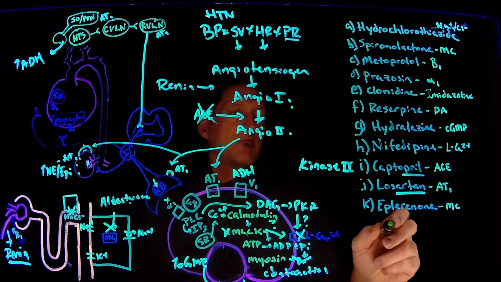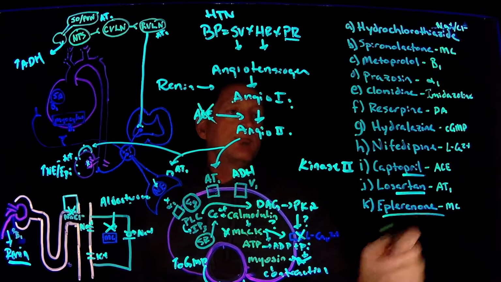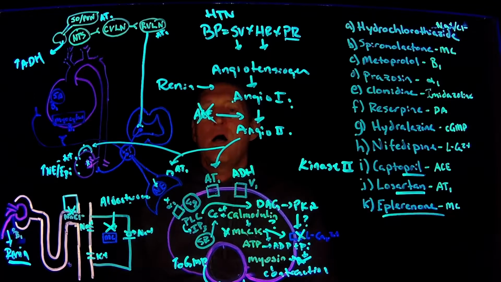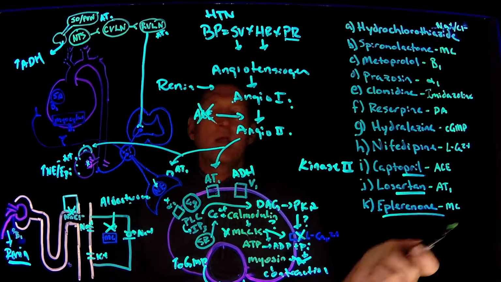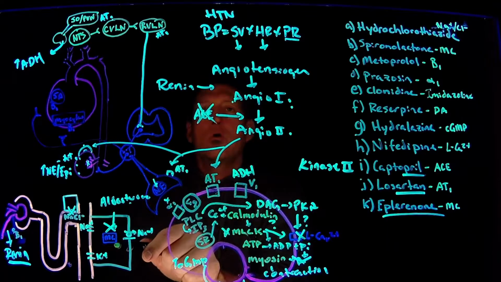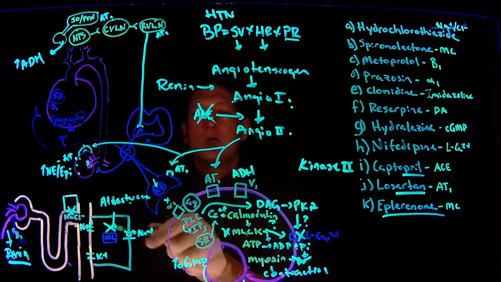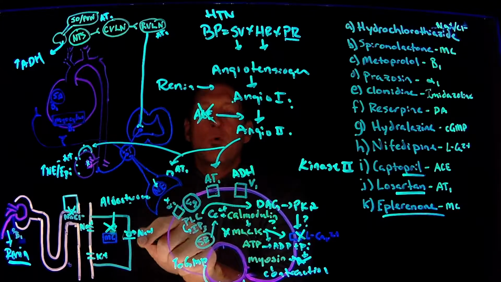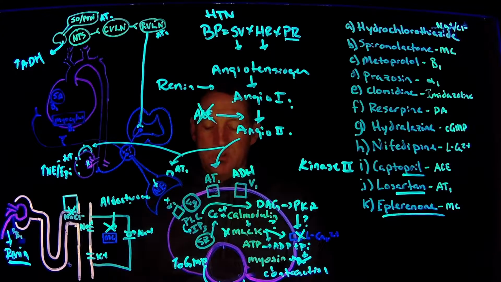And then finally, eplerenone is my last one. And so with this one, what you're doing is you're blocking the mineralocorticoid receptors. And so we can actually just go back here. It's the same as the mineralocorticoid receptor here. So where aldosterone was plugging in, we can just go ahead and block that mineralocorticoid receptor.